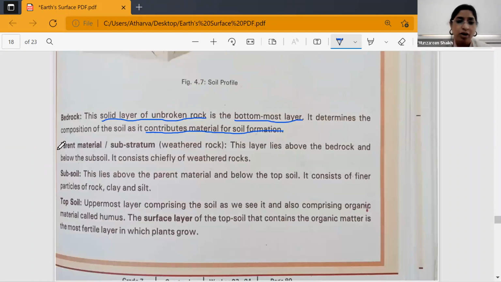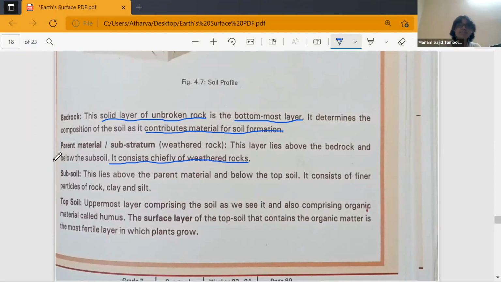Next is parent material or substratum, weathered rock. Now this layer lies above the bedrock and below the subsoil. It consists chiefly of weathered rocks. Please underline this: it consists chiefly of weathered rock. Now, where is parent material?